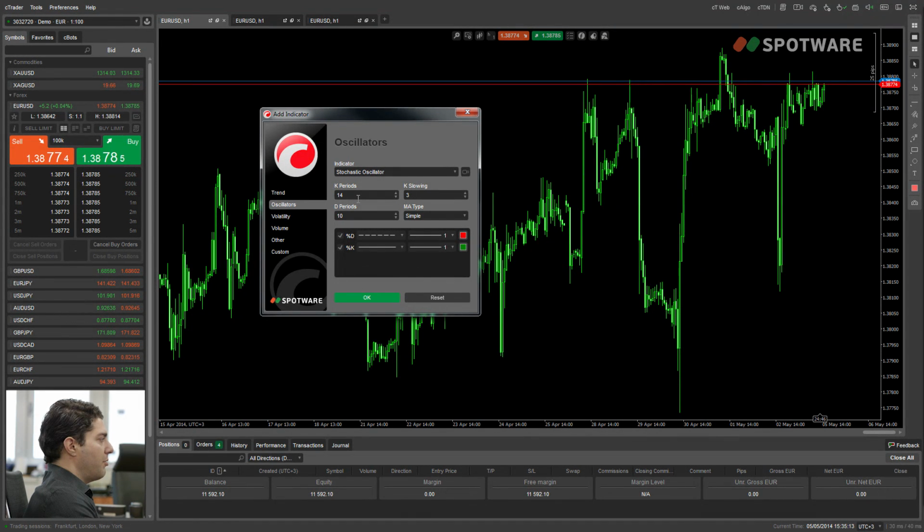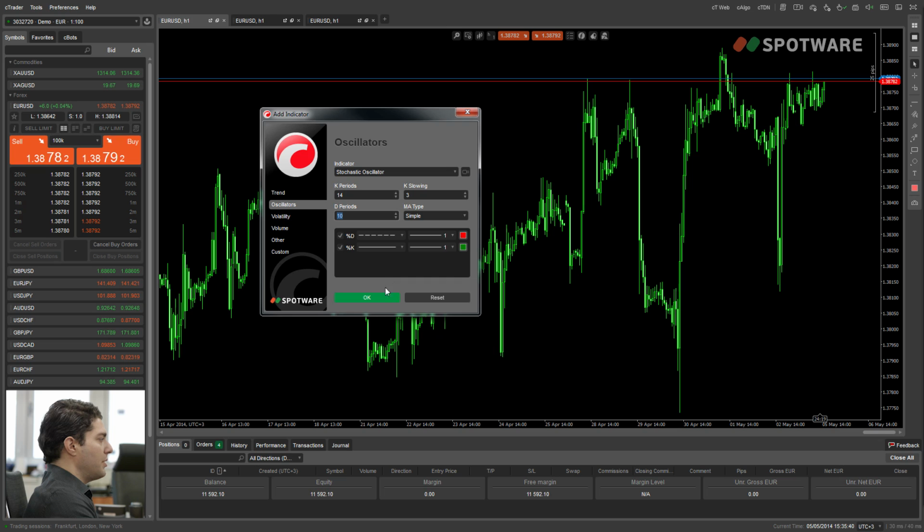The percentage K periods is the main setting for the indicator. It configures the period for stochastic. The K slowing, usually we leave that as 3, this is the default value. When the indicator first came out, there used to be a fast stochastic and a slow stochastic. If you use the value 1, it's going to be the fast. 3 is the normal value. The D periods is the periods of the percentage D line, which is a moving average of K.